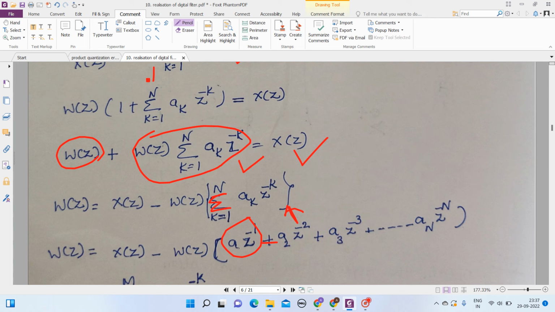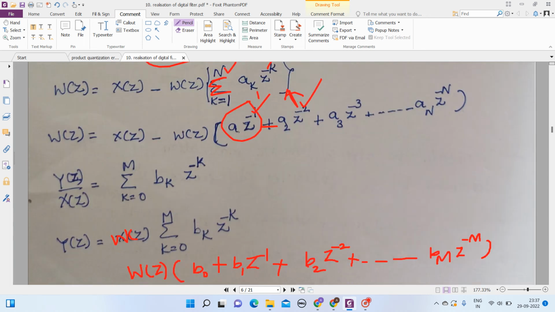So here the k value is 1: a subscript 1 z to the power of minus 1. This is the first term. Similarly, we substitute the k value as 2: a subscript 2 z to the power of minus 2. This is the second term. The third term, k value as 3: a subscript 3 z to the power of minus 3, and so on. Finally, the final value is n: a subscript n z to the power of minus n.